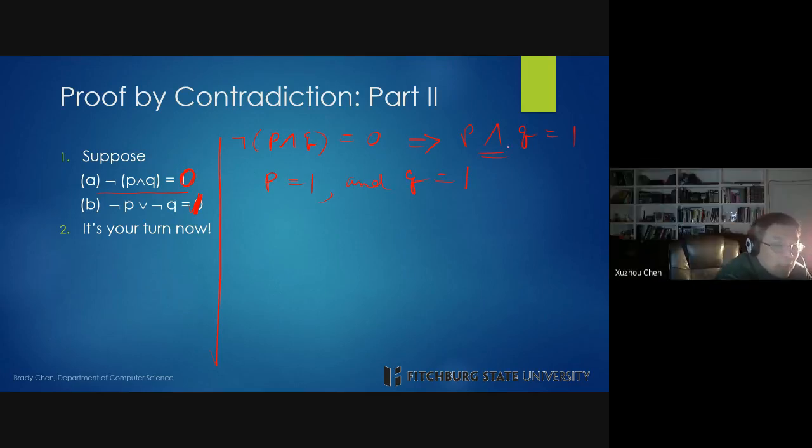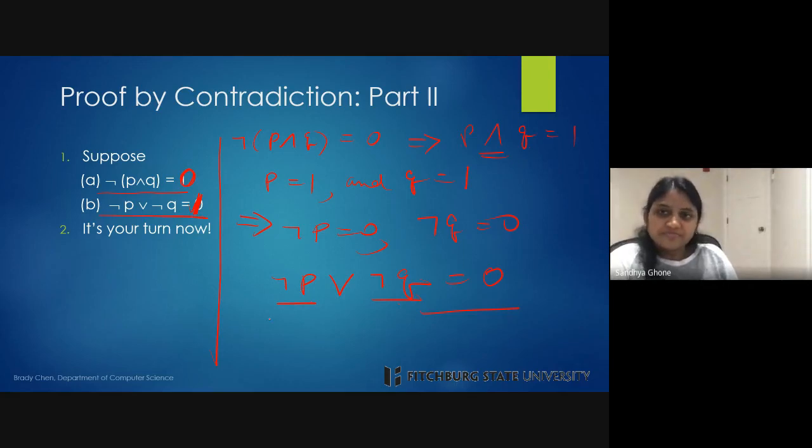That's basically based on the fact for the AND, right? So if P and Q is 1, then both P and Q must be 1. Now in that case, if P is 1, that means negation P is 0, and Q is 1, negation Q is 0. And then negation P or negation Q, because both negation P and negation Q are 0, so 0 or 0 is also 0, which contradicts B, right? So it's basically very straightforward.